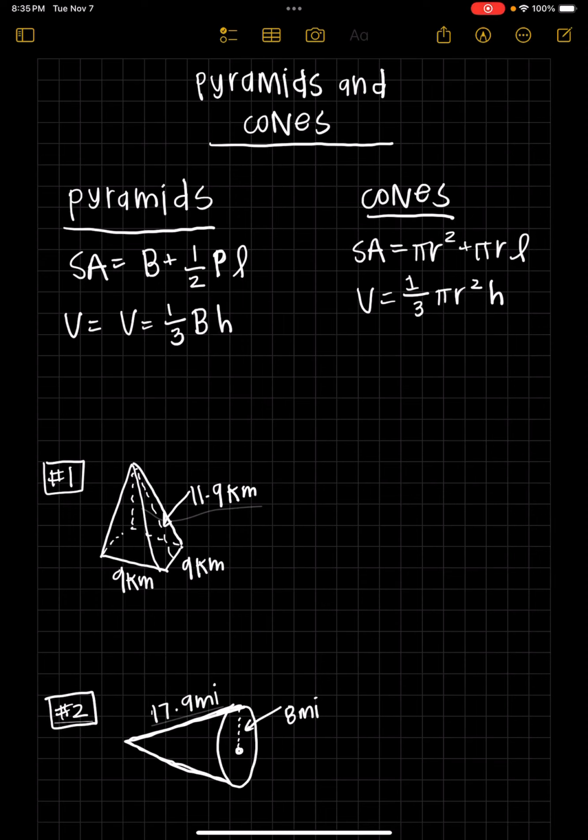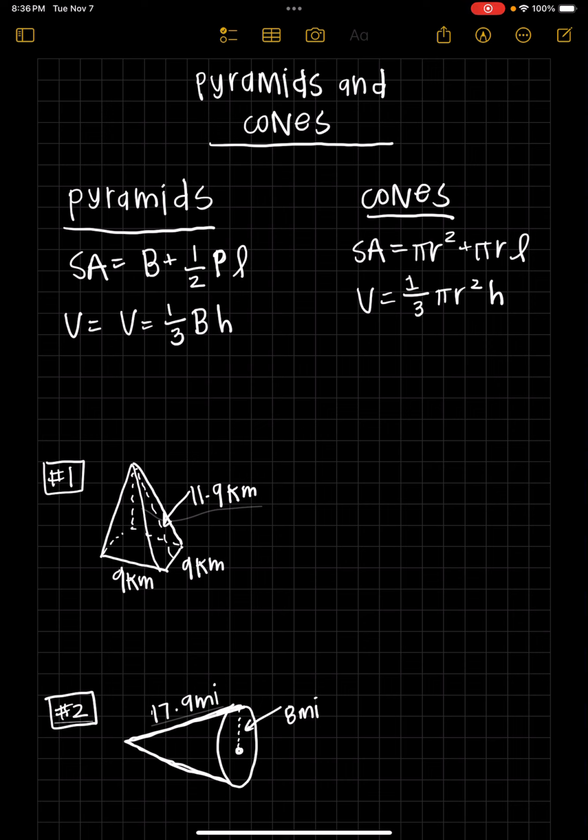Hi everyone, so now we're going to be talking about pyramids and cones and how to find the surface area and volume of those. So pyramids are any shape that comes to a point. We're going to do square, rectangular, and triangular pyramids, which basically means that the base of the pyramid is a square or rectangle or a triangle, and then it'll come up into a 3D shape that comes to a point.